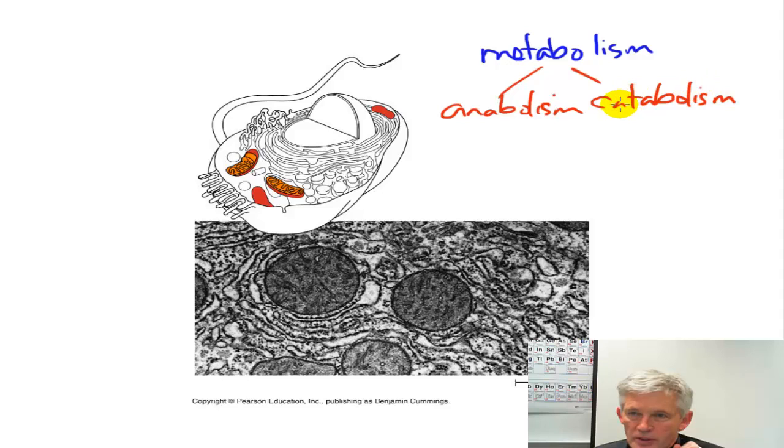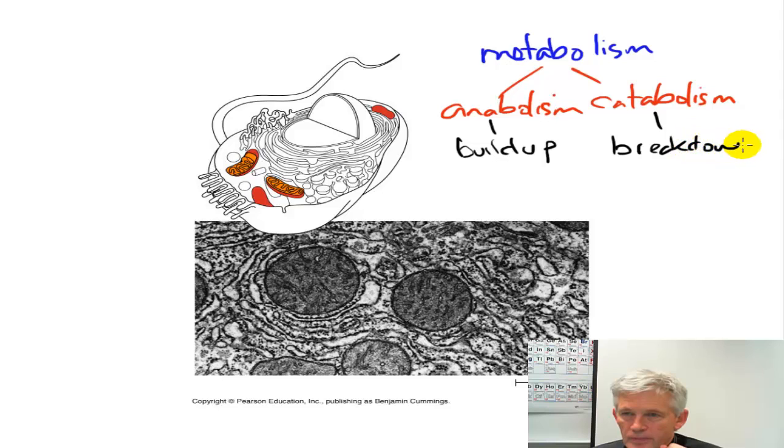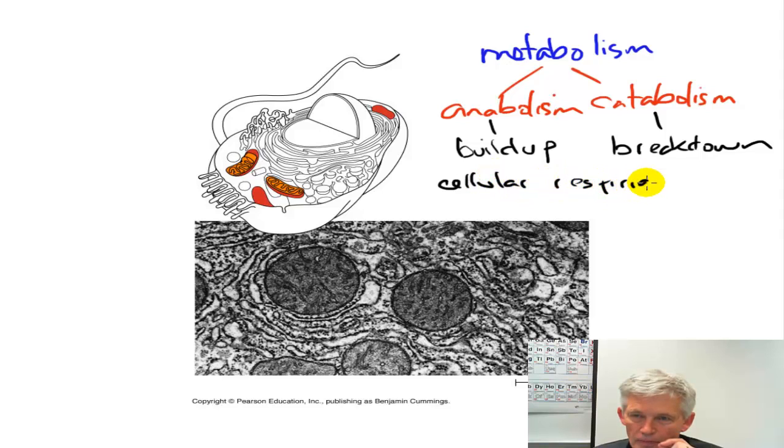So if you are familiar at all with bodybuilding and the term anabolic steroids, you kind of get a feel for what anabolism is all about. Anabolism is all those reactions that essentially build up, whereas catabolism is all about those reactions that tend to break down something. Obviously, the reactions that we're talking about are reactions that take place usually as part of cellular respiration and related other biochemical pathways.